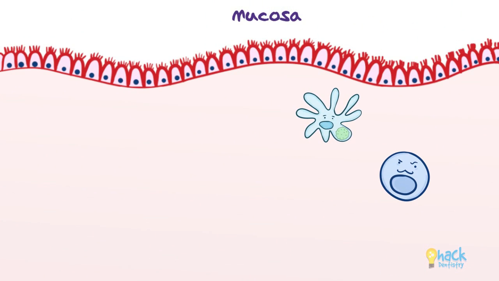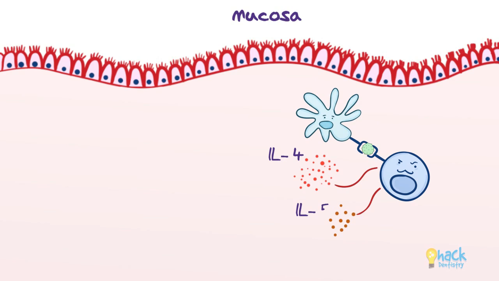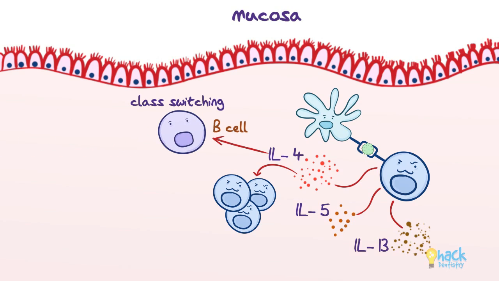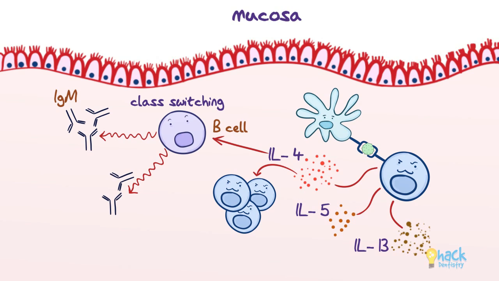On subsequent encounter with the antigen, these activated Th2 cells produce a number of cytokines like interleukin 4, interleukin 5, and interleukin 13. Now, interleukin 4, besides stimulating differentiation of more Th2 cells, also causes B cells to class switch, meaning the B cells, instead of producing IgM antibodies, now would produce antigen-specific IgE antibodies.